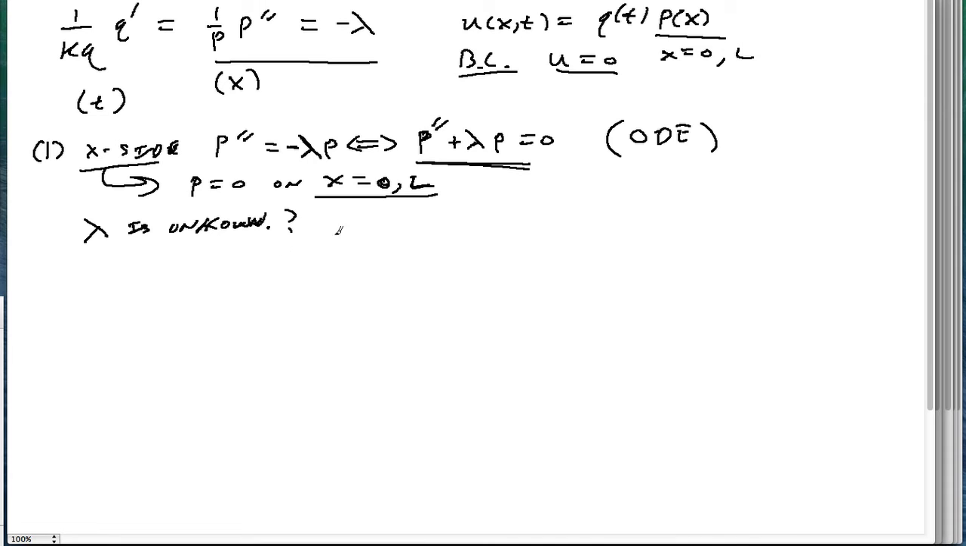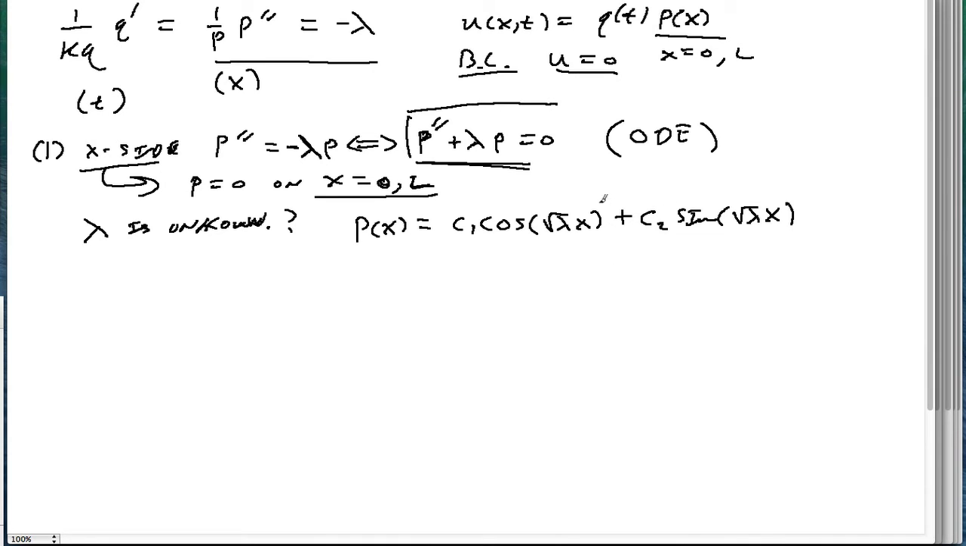So we've got to find out what that is. But we do know that equations of this form have solutions as follows. This is going to be sines and cosines: C1 cosine square root of lambda x plus C2 sine square root of lambda x. You might want to take yourself through why that's true, but this is something from your class on ODEs that you probably solved many, many times.